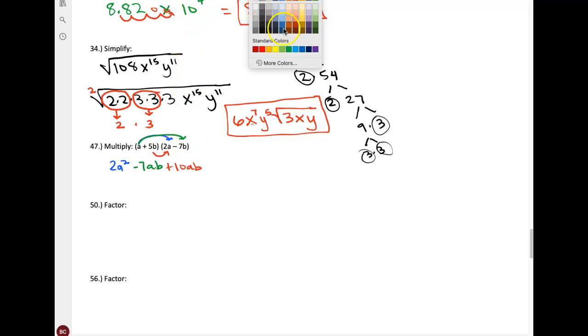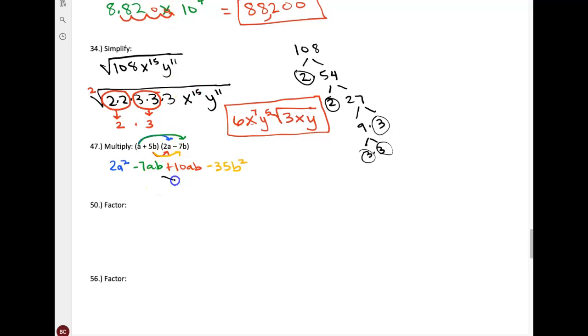And then if I do 5b times negative 7b, it's going to give me negative 35b squared. And then I just need to look and see if there's like terms that I can combine together. And those middle ones are like terms. So I'll have 2a squared plus 3ab. Negative 7 plus 10 is the 3. Keep the ab on there. And then minus 35b squared. So that would be your answer.